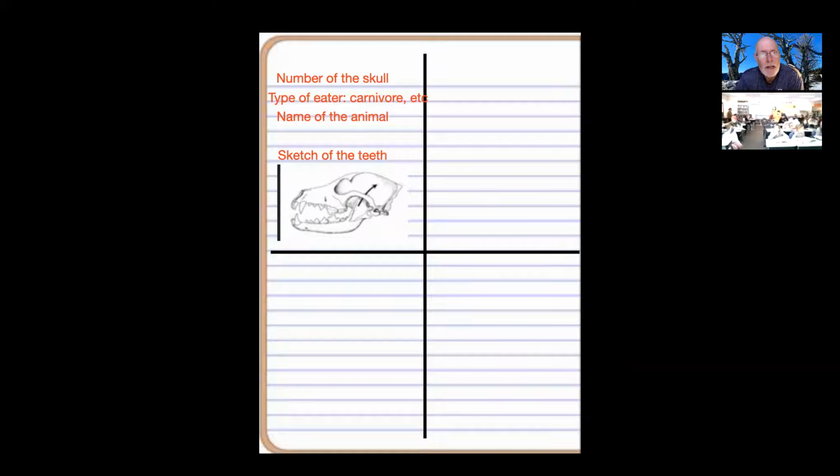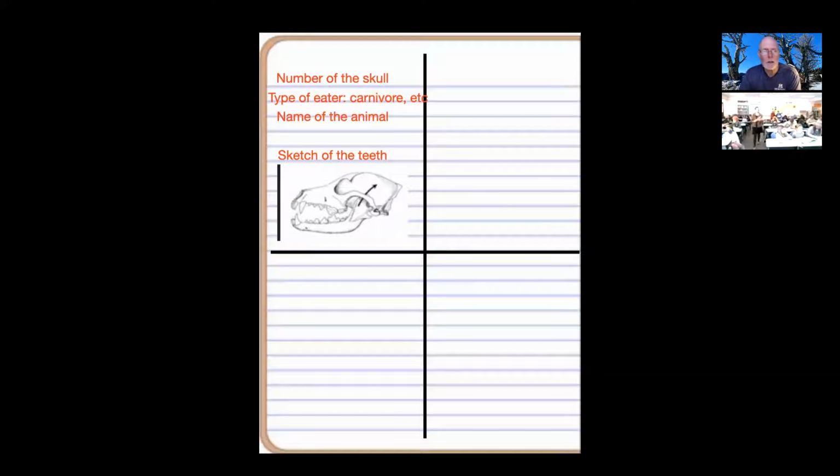Then I want you to take a look at the skull before you do anything else, and then make a guess. What kind of eater would that skull be? Are they a carnivore? You guys probably know what carnivore teeth would look like. If not, talk to your neighbor and see if you can figure that out. Or maybe an herbivore or an omnivore. So what kind of food do you think that animal from that skull eats? And then you're going to use the key to find out the name of the animal.